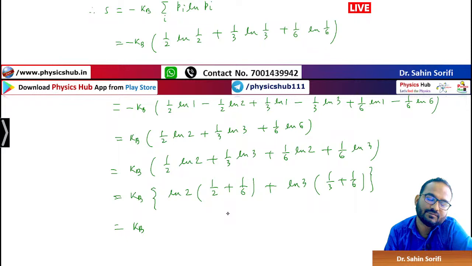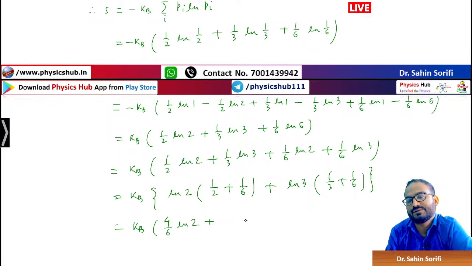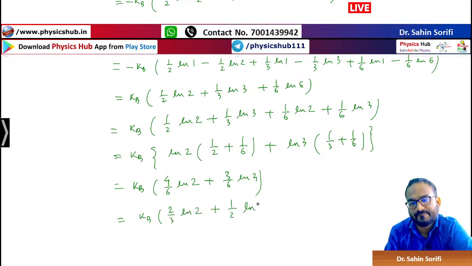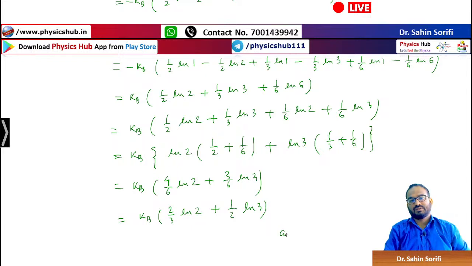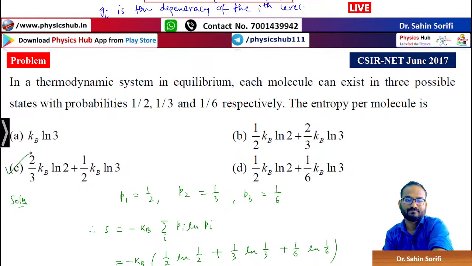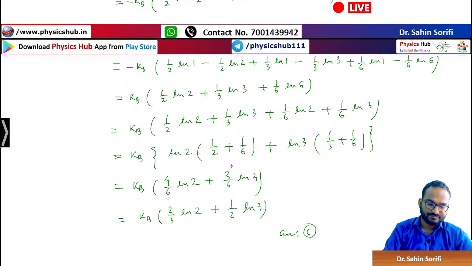Half plus 1 by 6, so 4 by 6. 1/3 plus 1 by 6, 2 plus 1 by 6, that is 3 by 6. So KB times 2 by 3 ln 2 plus 1 by 2 ln 3. That is matching with option C. Is it clear? Tell me.